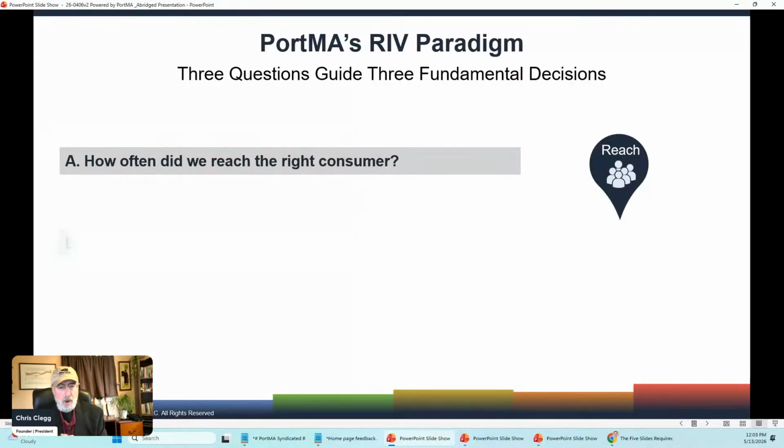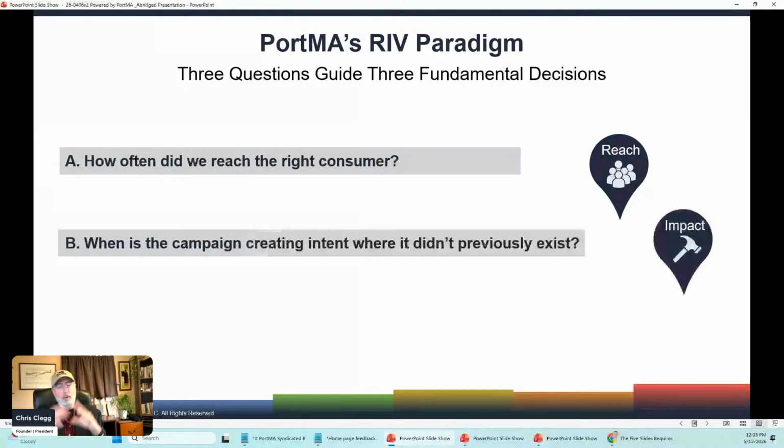There's also a critical component that has to do with impact. When we look at the tools to measure and evaluate any other marketing channel, there are clear measures of conversion, of click-through rates, of impact. We have to be able to do the same thing with experiential. We frame that question as: when is the campaign creating intent where it didn't previously exist? We say it that way because sometimes you're talking about purchase intent, but other times you're talking about consideration, or you're trying to educate them enough about the brand solution that they'll think about it the next time they're trying to solve that problem.